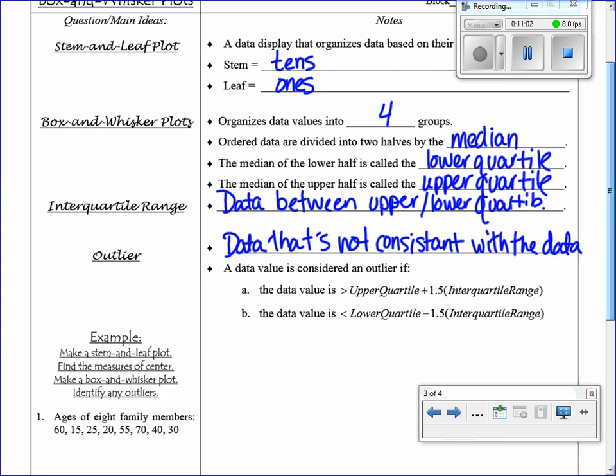The data value is considered an outlier if the data value is greater than the upper quartile or less than the lower quartile. All right, so it says make a stem and leaf and find the measures of center. Make a box and whisker and identify any outliers.